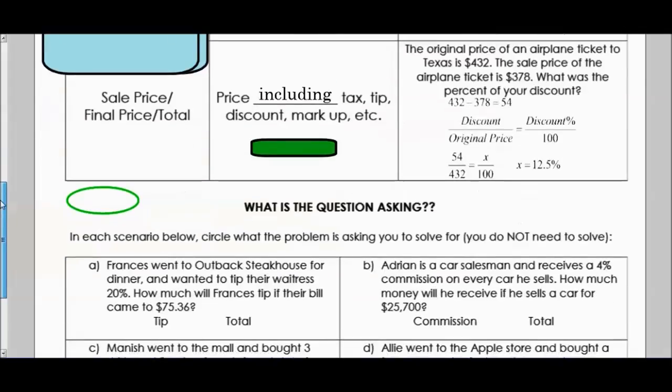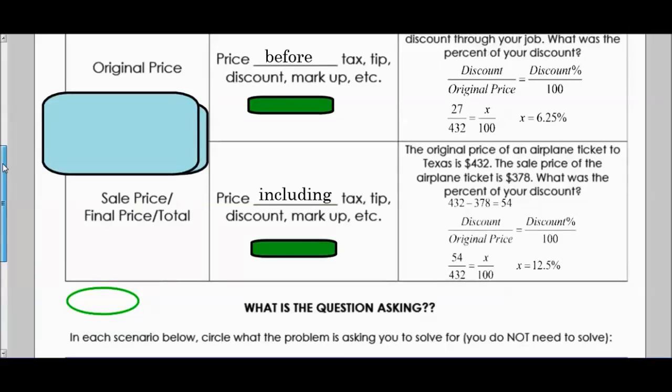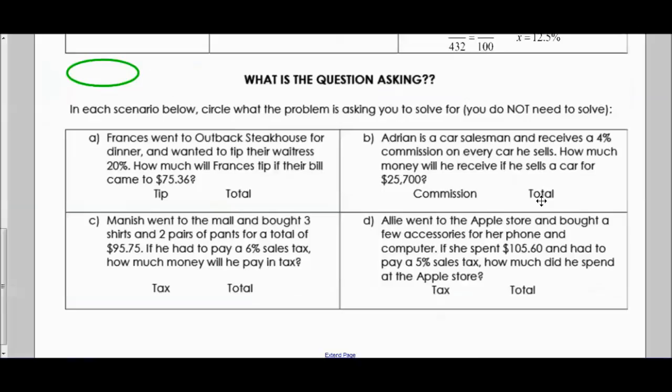So it's important that we understand what we're looking for and what we're using, whether we're using the sale price, the final price, or whether we need to use the original price. The 4 questions at the bottom are just looking for you to circle what the question's actually asking for. So just read the question and figure out, is it asking for the part, is it asking for the tax, the tip, the commission, or is it looking for the total? Do we want to add them together and find the final bill? Try those 4 on your own.